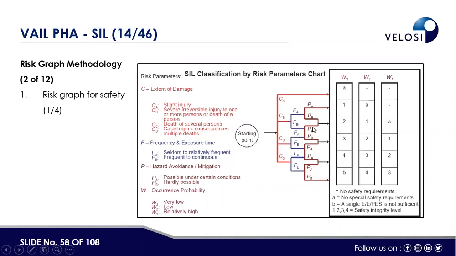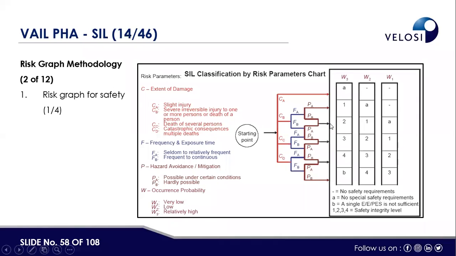And then the third parameter is hazard avoidance or mitigation. For example, there are enough number of protections and the hazard can be avoided or mitigated. For example, PA means possible under certain conditions to avoid the hazard, and PB means hardly possible. So we have selected CB, then FB. Let us suppose we have selected PA, that there are enough number of protections we have, and it is possible under certain conditions to avoid the hazard. So now we are here.